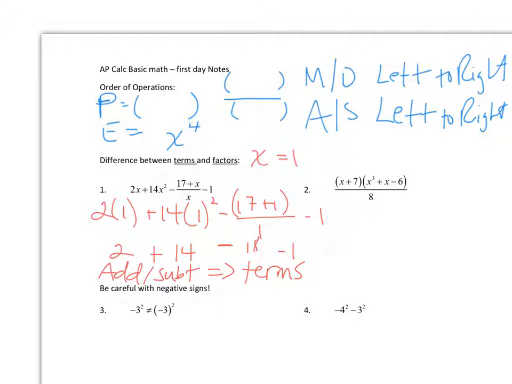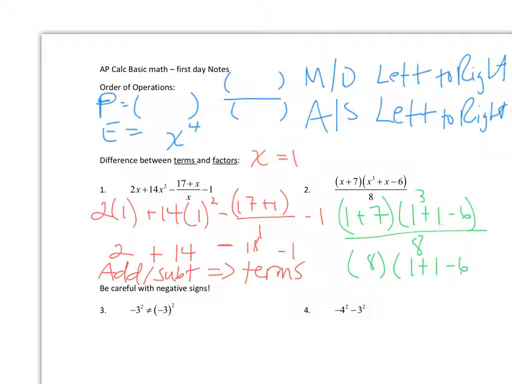Okay? Over here on the next one, again plugging in all the ones, we're going to get 1 plus 7, and again that's in a grouping symbol, so that's going to get done first. This is a grouping symbol, so we're going to also work on this. We're going to have 1 to the third plus a 1 minus a 6 all over 8. So in this case, when I start doing order of operations, I'm going to work on both of these parentheses. So the first one is going to be an 8 in parentheses. The second one I'm going to use exponents first. So that's going to be a 1 plus a 1 minus a 6 all over 8.